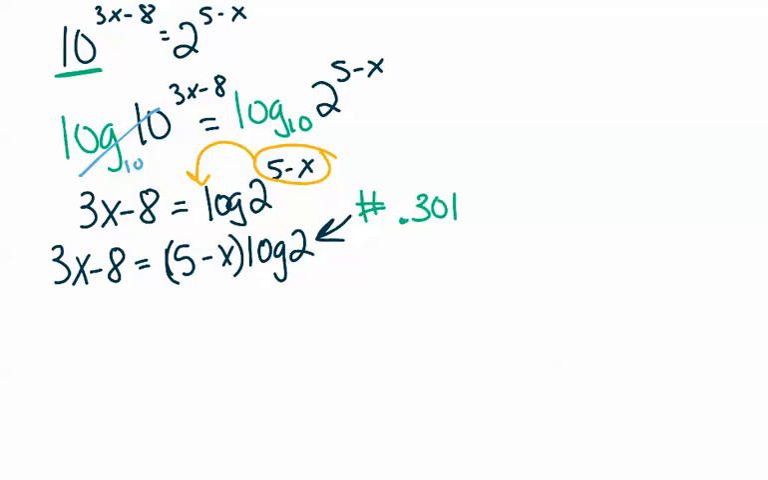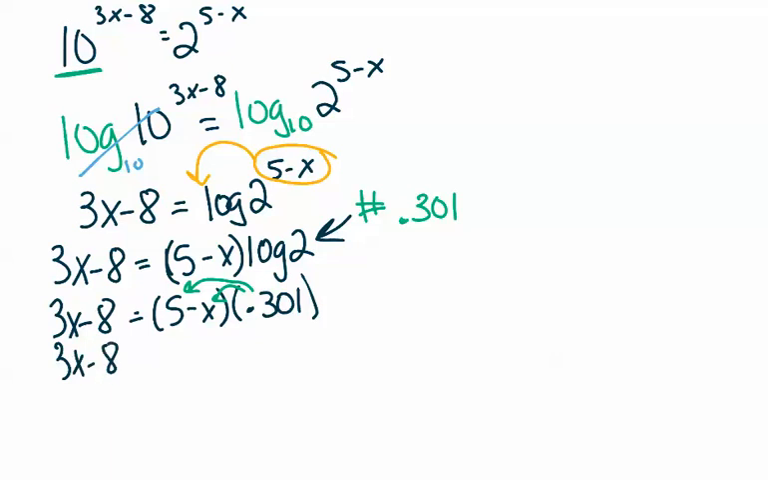So now, what does that mean? Well, I've got 3x minus 8 equals 5 minus x times 0.301. So now I can solve this. This is a simple equation to solve. I'm going to go ahead and distribute. So I'll still have 3x minus 8 over here. I'm going to take 5 times 0.301 and get 1.505. And 0.301 times that negative x is negative 0.301x.